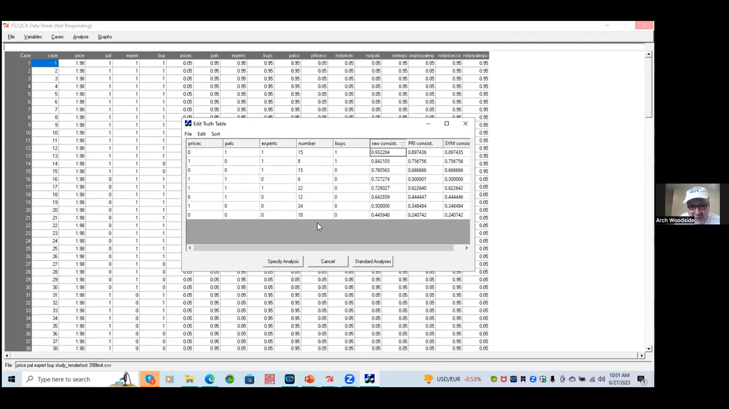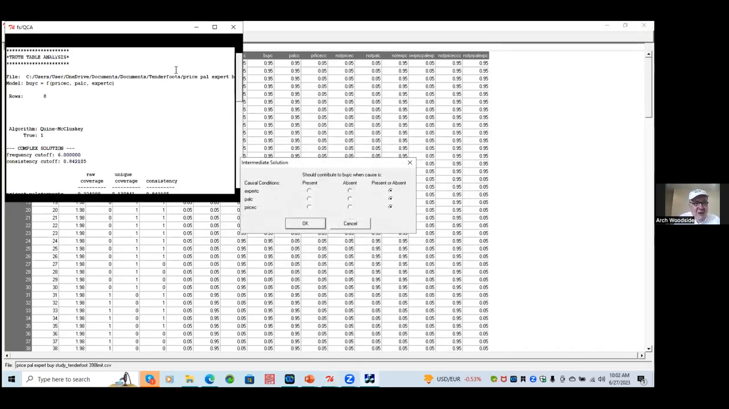models in the data set. And so here's the situation. The first model would include low price, PAL present, expert present, and there's 15 cases, and it has 0.93 accuracy. One of the 15 cases is indicated not buying. So now you click on standard analysis, and we get the output. And there's the output.